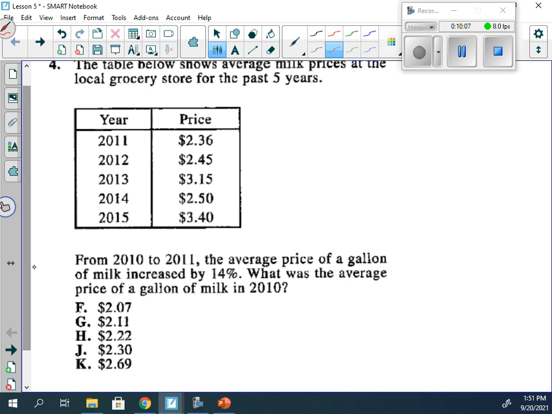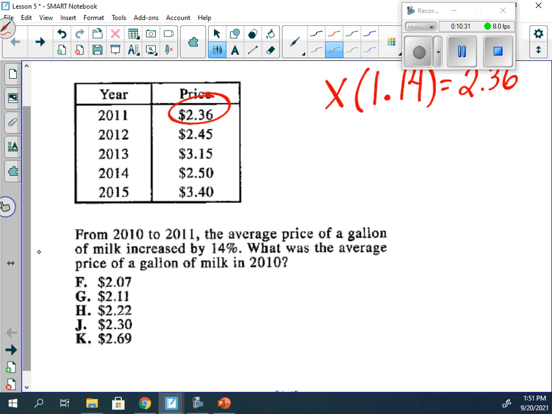So what did we say? It increased by 14% to get us 2.36, yes? So whatever the price was in 2010 was multiplied by what? 1.14 to give us 2.36. So what do we know about the price of milk in 2010? Is it going to be more or less than 2.36? Less than, yes? So 2.36, well, we know 2.69 is not going to be it.